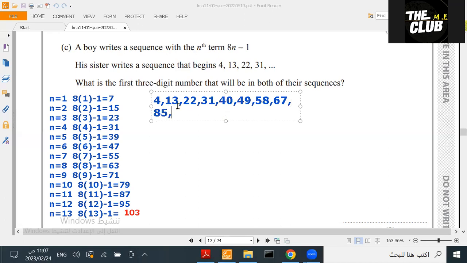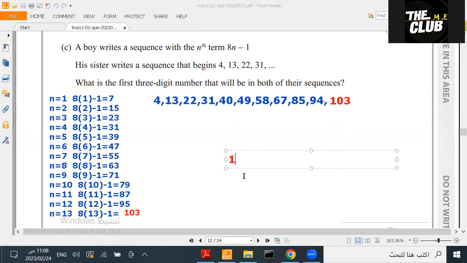And then we add another 9, it's going to be 94. We add another 9, it's going to be 103. Let's make it a different color because it's the first three-digit number. So it's 103. Let's make it red. As you can see here, the two sequences, the first three-digit number between them is 103.